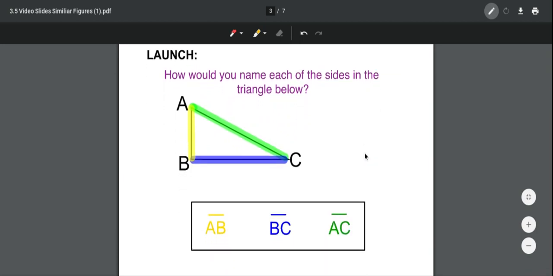How would you name each of the sides in the triangle below? This side right here would be called line AB. The blue side would be called line BC, and the green side will be called line AC.